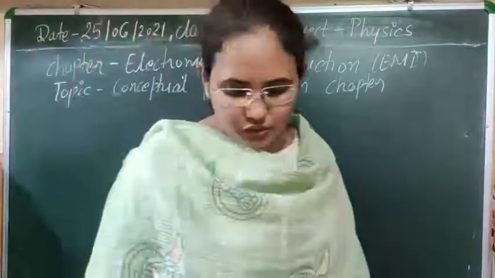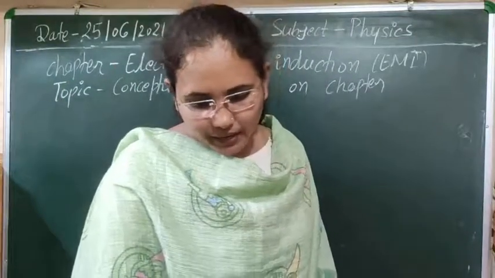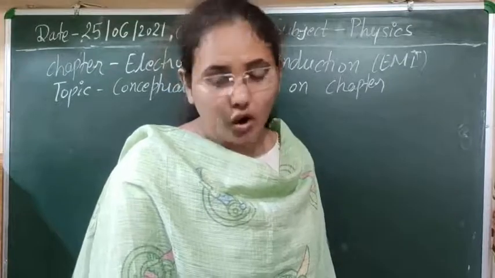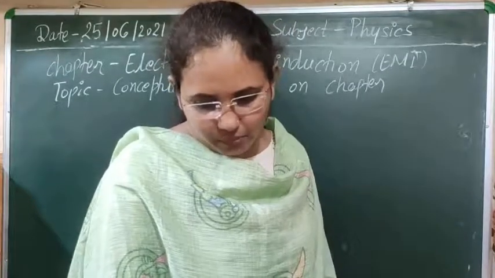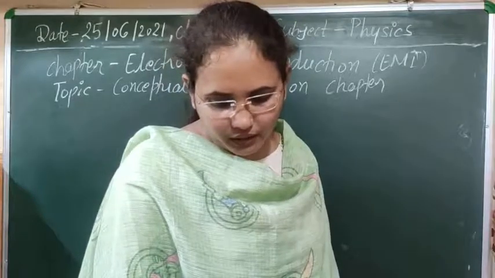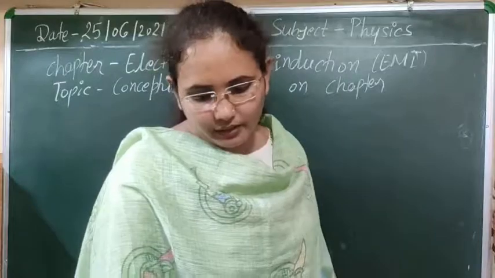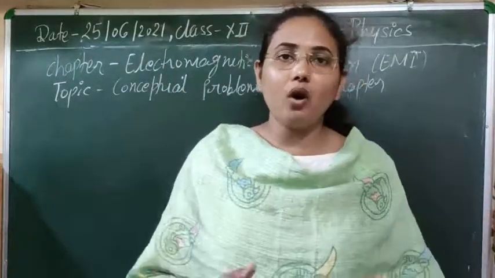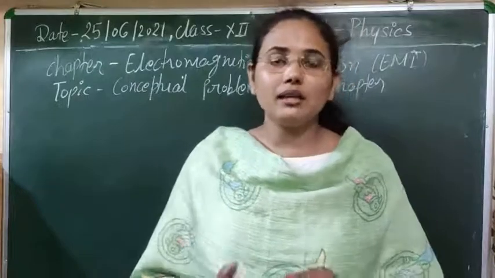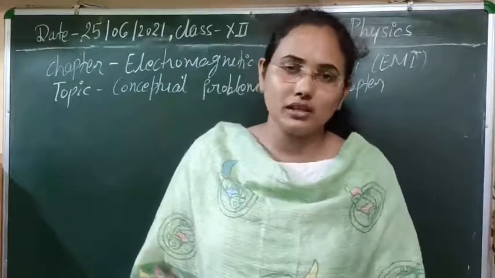Next question, students. In this case, a piece of metal and a piece of non-metallic stone are dropped from the same height near the surface of the earth. So will they reach the ground at the same time, or will one reach the ground earlier? If this is the condition, which one will reach earlier?